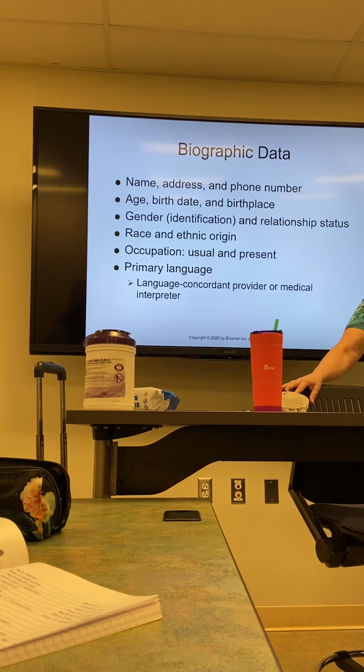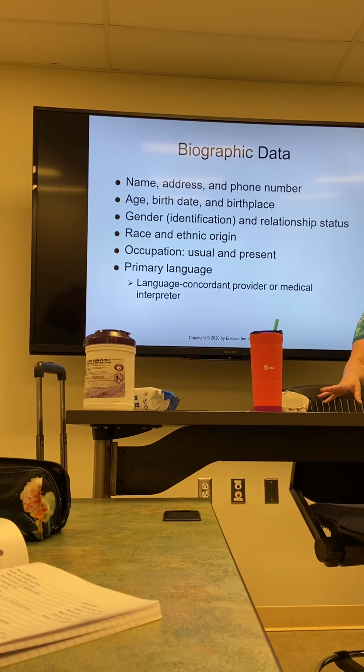So the biographic data, we get their name, their address, obviously phone number, age, birth date, birthplace, their insurance information, gender identification, relationship status, are they married, single, divorced, widowed, and who is with them now. We document that in the medical record. And then also, who's their support system? Who helps them out at home? Particularly our older folks that we're going to send back home.